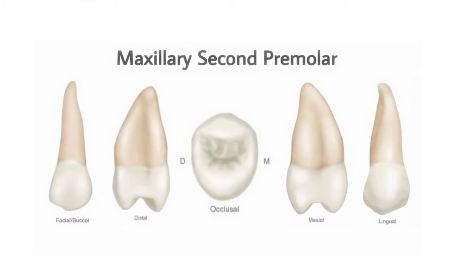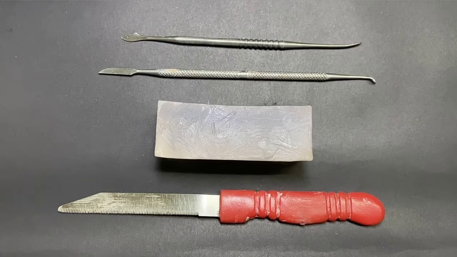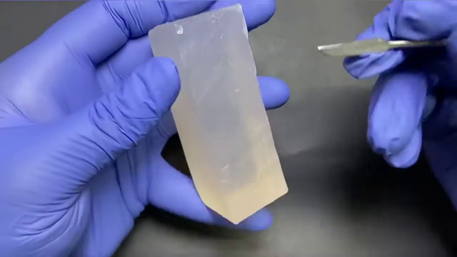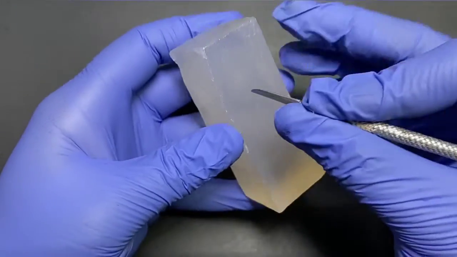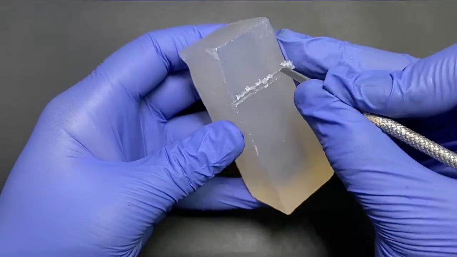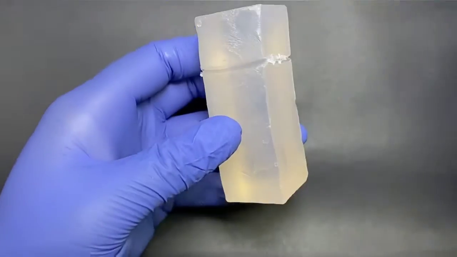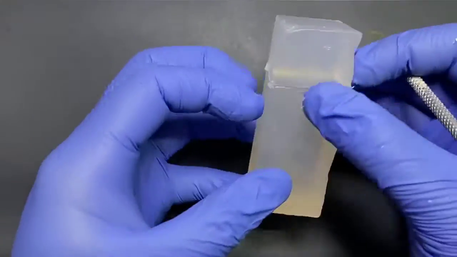So I welcome you all into this carving session in which we are going to discuss the maxillary second premolar. We will first start by demarcating the crown portion from the root portion. See, the maxillary second premolar is very much similar to the first maxillary premolar.